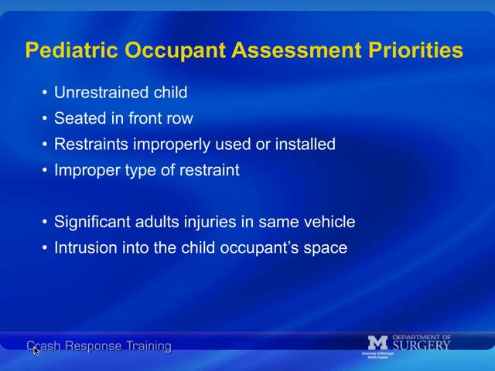When you approach a vehicle with a child occupant, there are a number of things you will see that will help determine how you triage a child. For instance, you may come upon an unrestrained child, a child seated in the front row, restraints improperly used or installed, or an improper type of restraint, such as a child who should be in a booster but is simply using the lap and shoulder belt. You might also look for significant adult injuries in the same vehicle and intrusion into the child occupant's space.